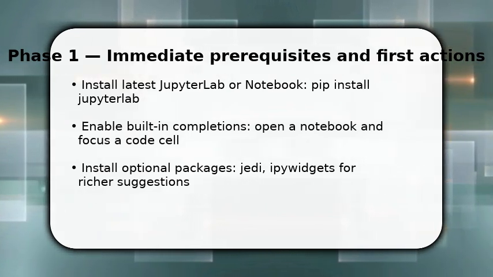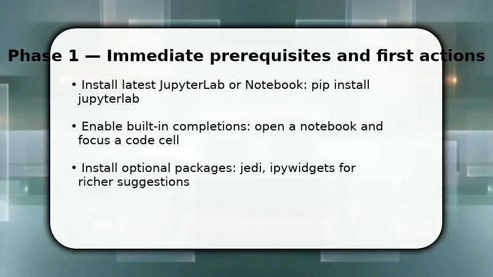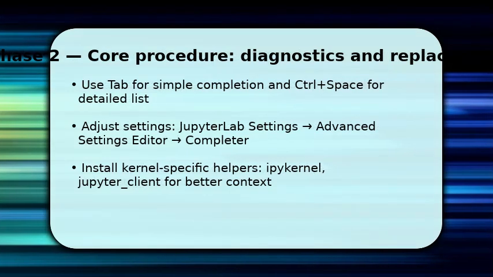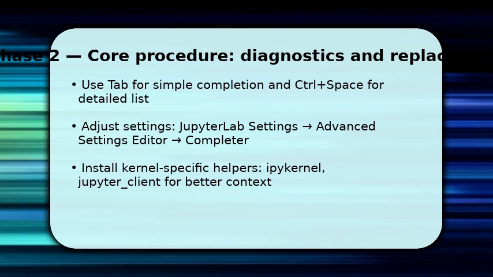Once basic completions work, fine-tune behavior in settings so suggestions match your workflow. In JupyterLab, open Advanced Settings Editor and tweak the completer. Increase suggestion size, enable fuzzy matching, or change debounce time. This improves relevance for large projects.